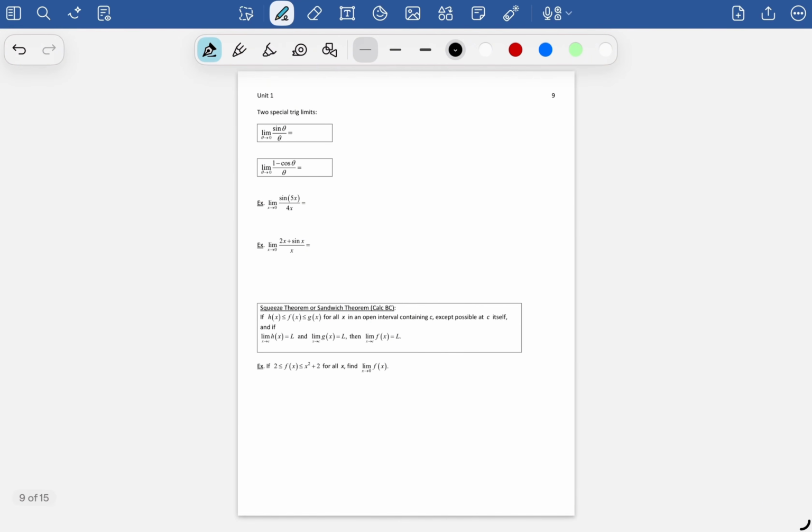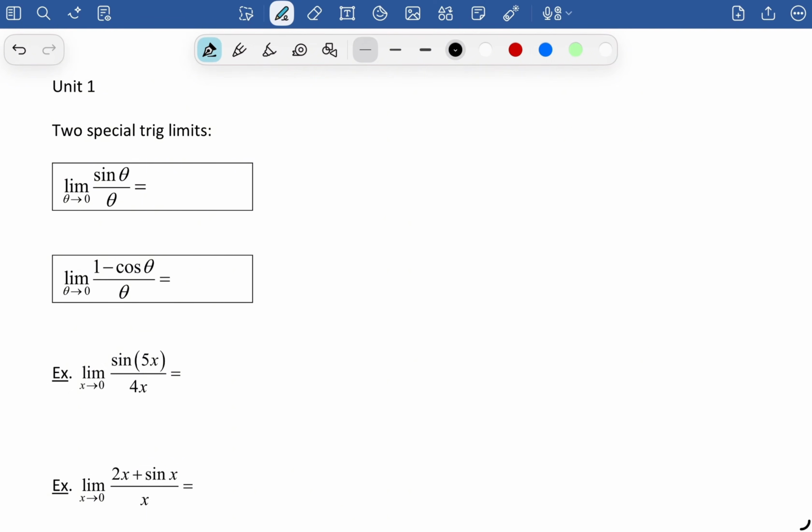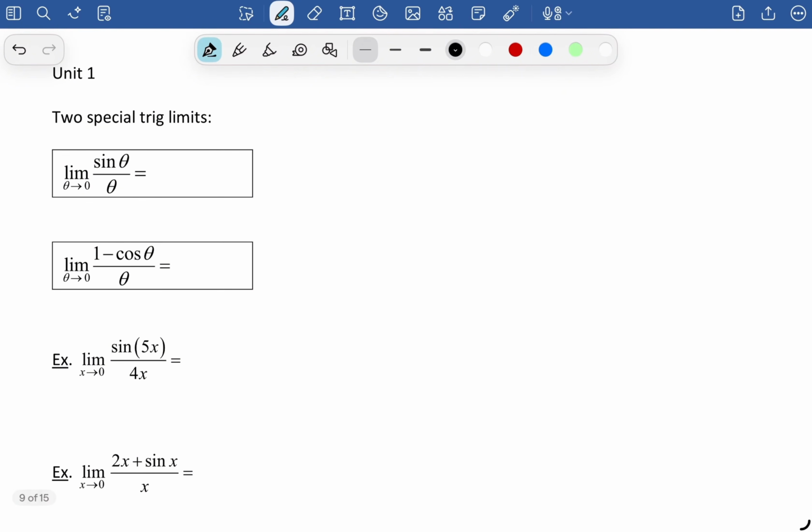We have two important rules that you really have to remember. The first one is when the limit as theta approaches 0, the value of sine theta divided by theta is 1. We have to memorize this, so I'll mark it in red. The second one, when the limit as theta approaches 0, of 1 minus cosine theta divided by theta. Remember this? This is 0.